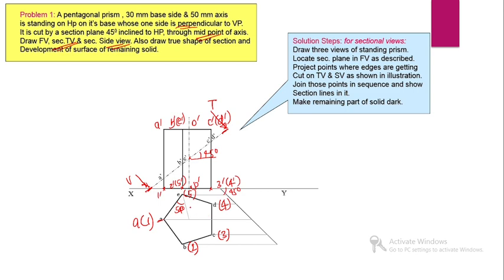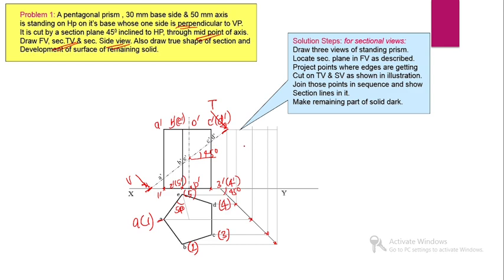Then we can project all the points from the top view to that line. Then we can draw the vertical lines from those intersecting points. Then this will become the side view.